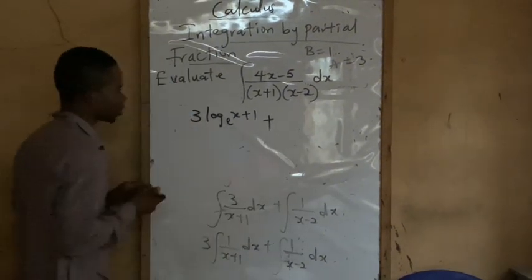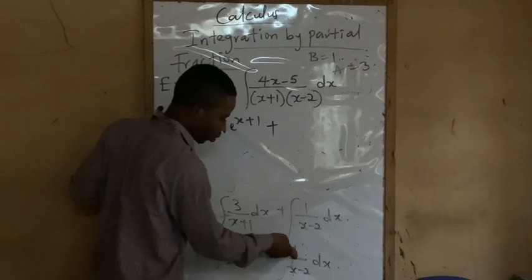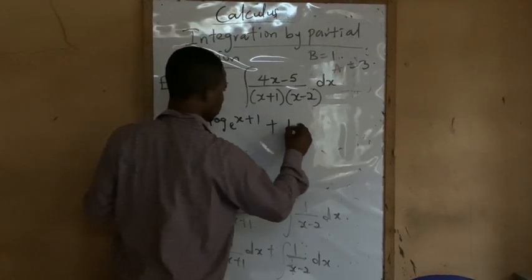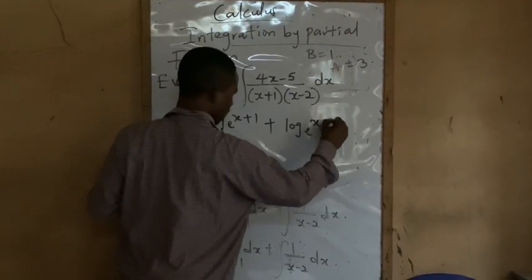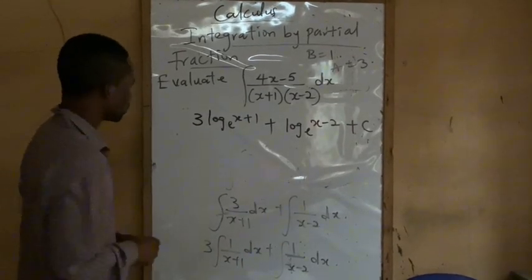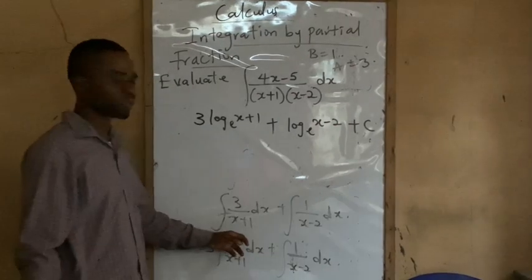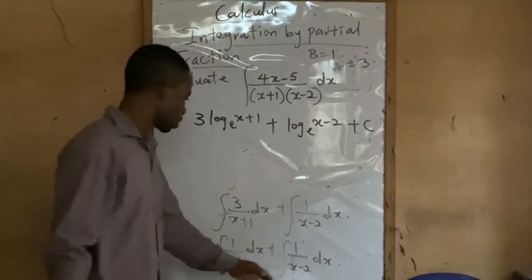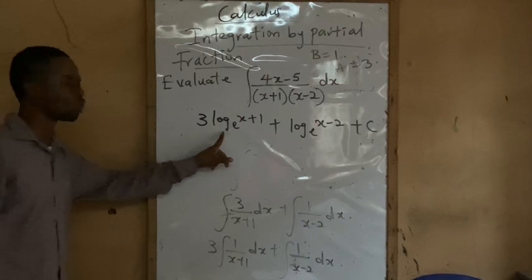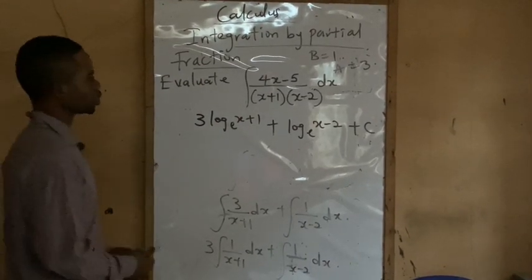Now check this one also. The differentiation of x minus 2 is actually 1, because the differentiation of x is 1, and the differentiation of minus 2 is 0. So that means plus log exponential x minus 2, everything plus c, arbitrary constant. What do I mean? Because the differential of the denominator is the numerator. Anytime you have that, you just log the denominator. You can write either ln or log, whichever you put, it works. So that's it, that's about that.